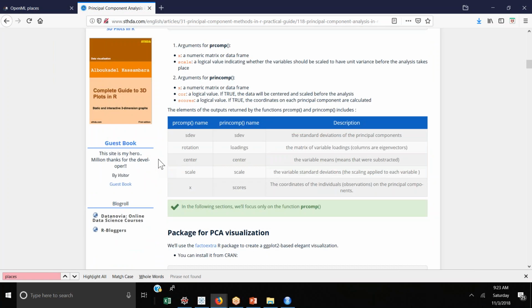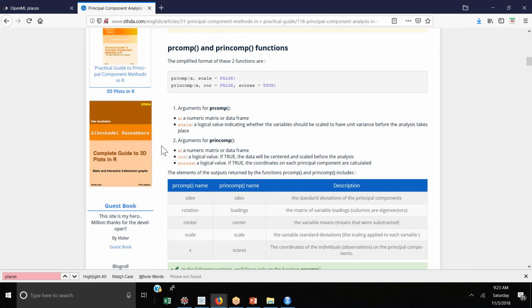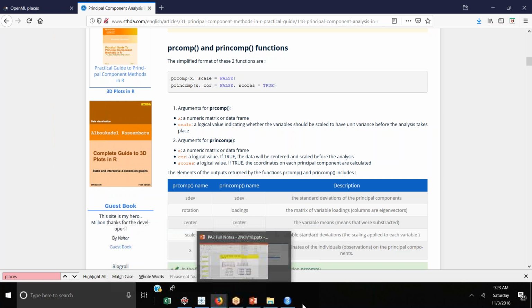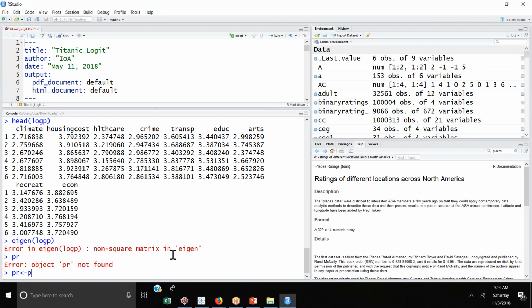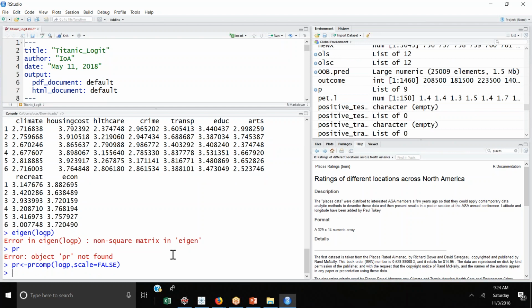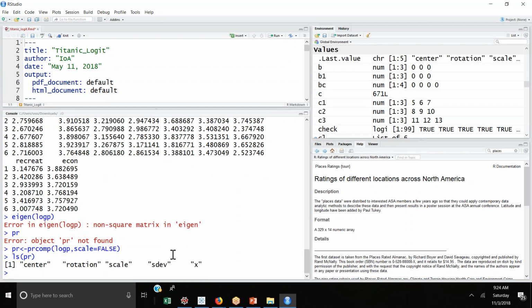So I just have to use a command called prcomp. Okay, prcomp x, scale equal to false. In this case, I'm going to start with scale equal to false. So let me store the output as PR. PR is prcomp of the logP, scale equal to false. What are the members of PR? So I'm going to list the members of PR. I have center, rotation, scale, standard deviation, x. Okay, I want to know what they are now. The problem is pretty much solved here, but I want to interpret it for you.